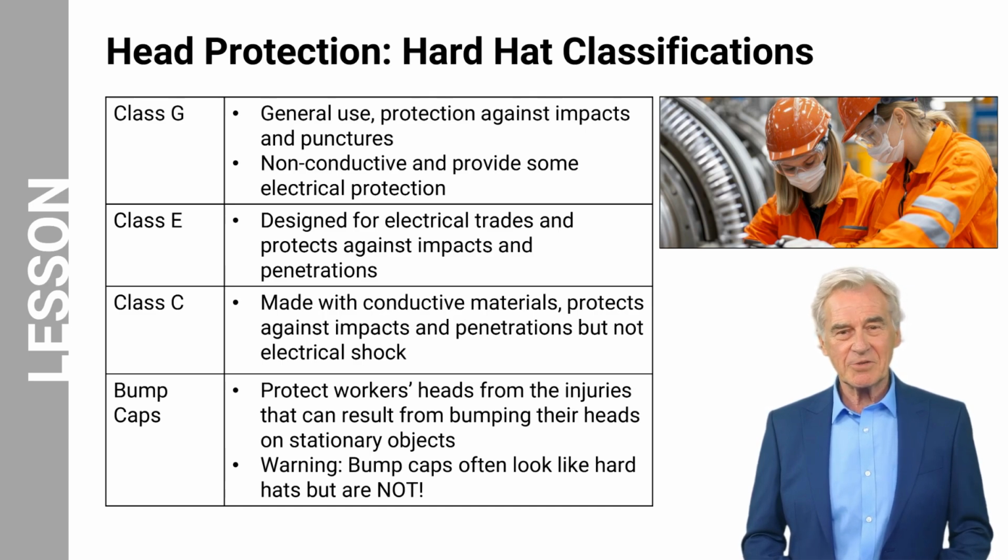Class E is designed to protect the head from the impact of falling objects and electric shock from high-voltage conductors. Class C is designed to protect the head from the impact of falling objects. These are made with conductive materials and hence will not provide protection against electrical shock. However, they protect the head against impacts and penetrations. It is important to note that bump caps are not considered helmets, and their primary function is to protect the worker's head from injuries that can result from bumping their heads on stationary objects.